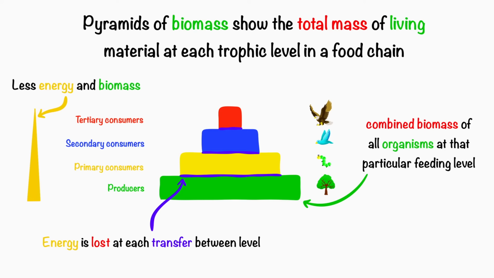This energy loss explains why food chains rarely exceed 4 levels. With such inefficient transfers, there's simply not enough energy remaining to support additional trophic levels beyond the fourth or fifth.